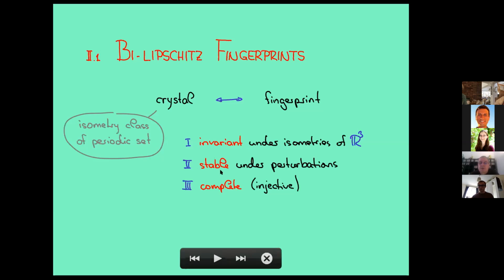Second thing is it should be stable under perturbations. That'll be the contents of the third talk today by Theresa Heiss, so I won't say much more about it. And it should be complete, by which we mean that any two different periodic sets should have different fingerprints. So the function should be injective, but we can't prove it at the moment. We can prove it for the special case when the sets are in general position. And we don't have counterexamples, so we are hopeful. Hope dies last.